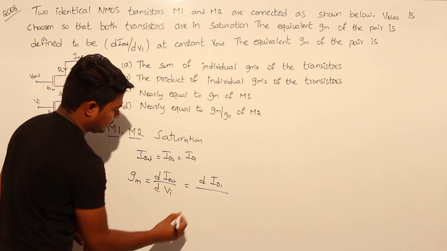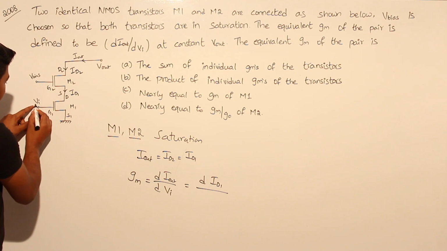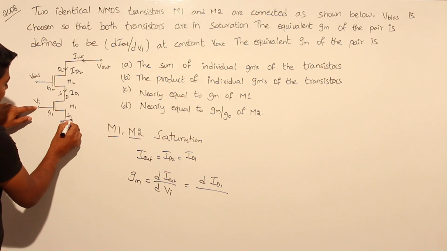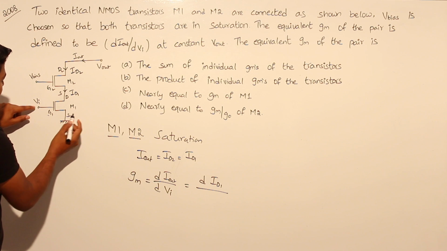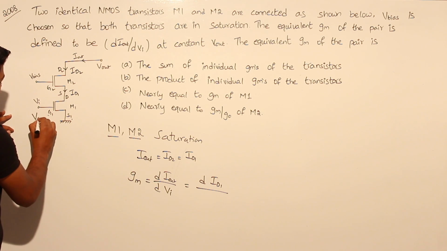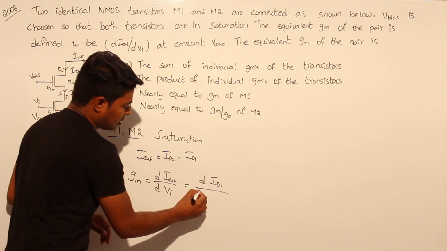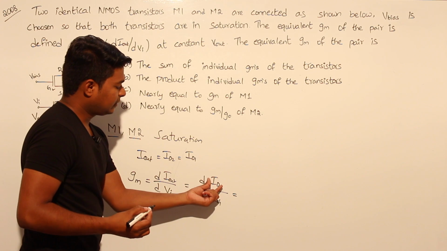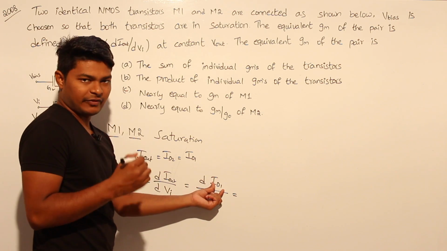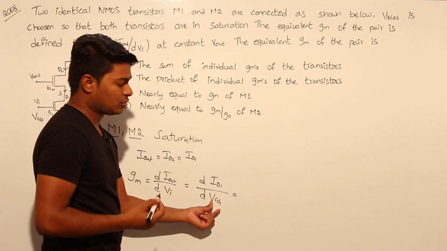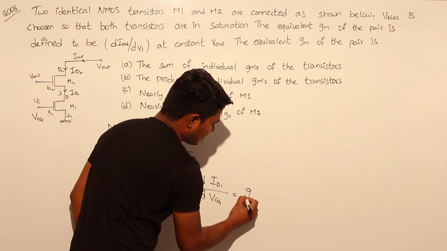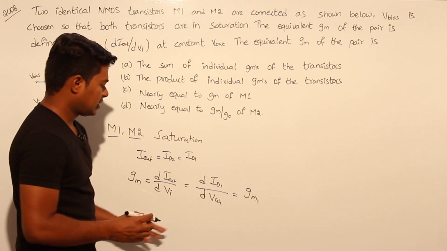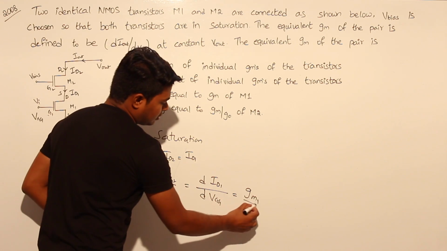So it is dID1 by dVi. Now see Vi. Vi is nothing but the gate to source voltage of this M1 transistor. It can be written as VGS1, so dID1 by dVGS1. It is nothing but the change in drain current of the M1 transistor to the change in its gate to source voltage. That is nothing but the transconductance of M1. So this is how we have got the solution. The GM is equal to GM1.